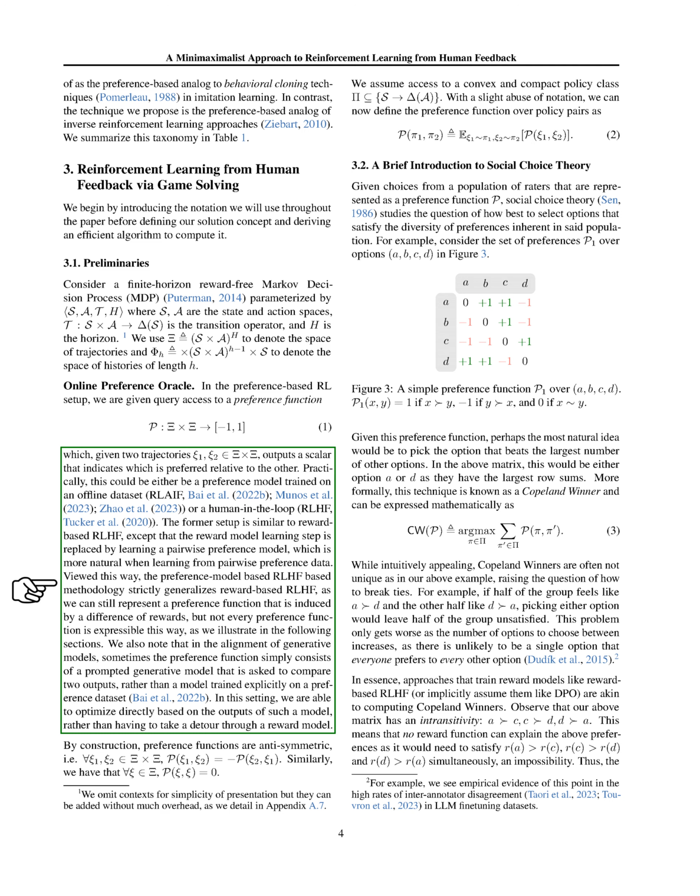In the alignment of generative models, sometimes the preference function simply consists of a prompted generative model that is asked to compare two outputs, rather than a model trained explicitly on a preference dataset. In this setting, we are able to optimize directly based on the outputs of such a model, rather than having to take a detour through a reward model.